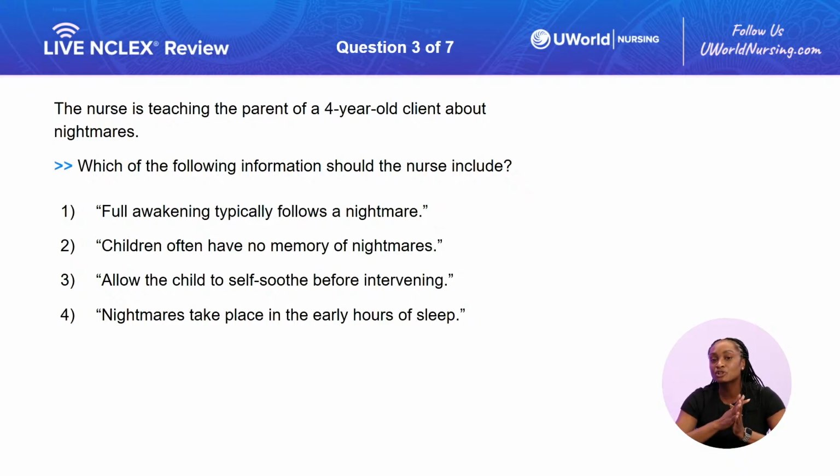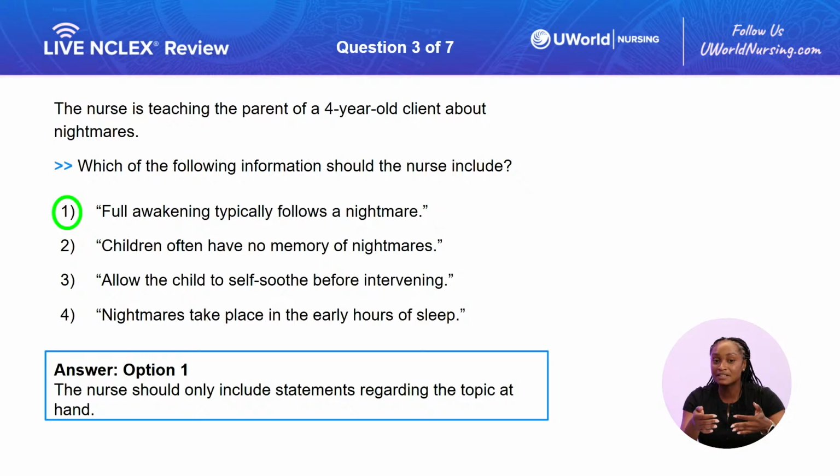So with this question, we're looking at the characteristics of a nightmare. And in contrast, we're looking at different things compared to a sleep terror. A lot of the other options are describing something that might happen with a sleep terror, but option 1 is the only thing true for a nightmare, which is full awakening typically follows a nightmare. A nightmare happens when you're in the REM cycle, that deep, deep sleep. And in order to get into that deep sleep or come out of it, you have to have that full awakening. Sleep terrors usually happen during the early part of your sleeping, when you're not in that REM cycle just yet.